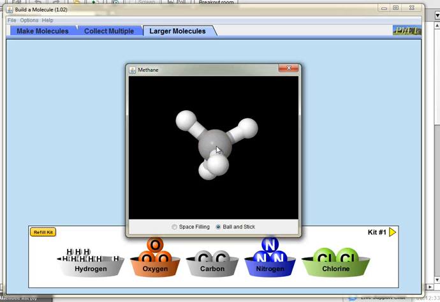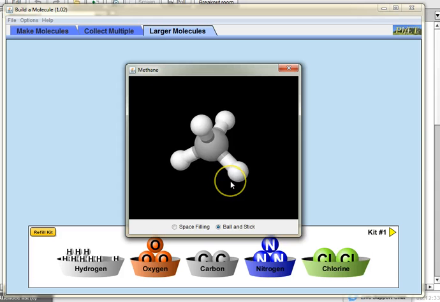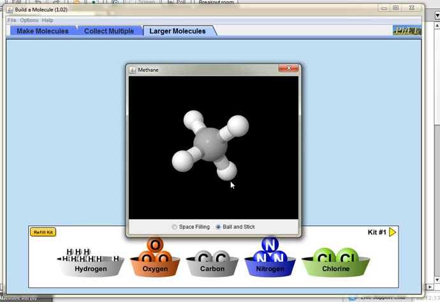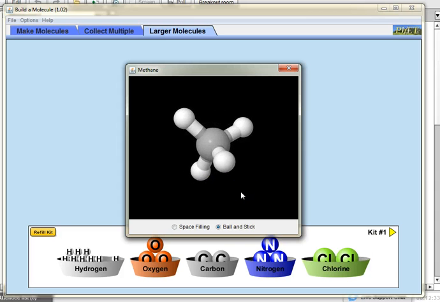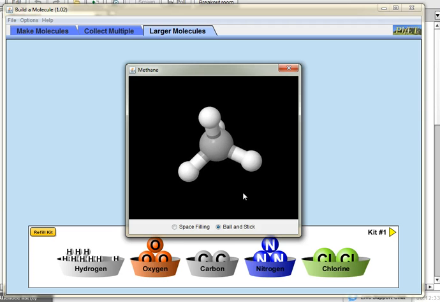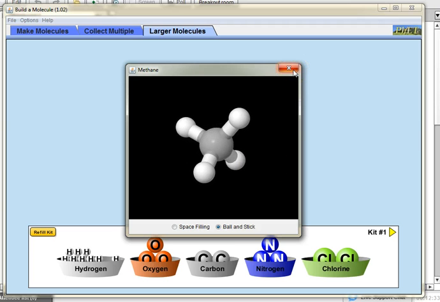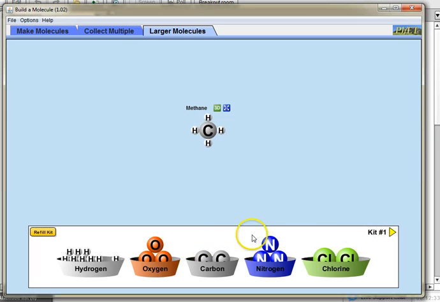Because of that, you get this particular shape. This is called a tetrahedral shape. This is a tetrahedron. If you connect all the hydrogens, you get a tetrahedron. Is that clear? Okay, let's see one more molecule and then we can be done.